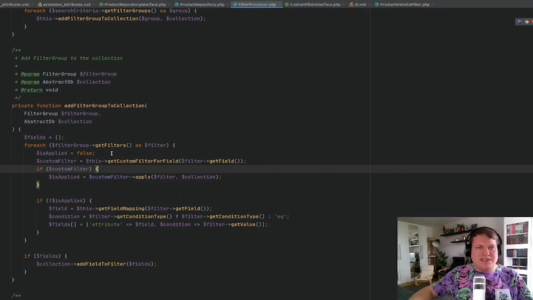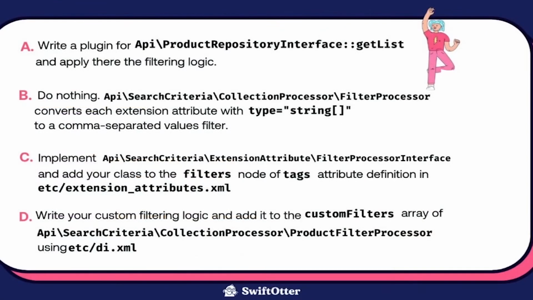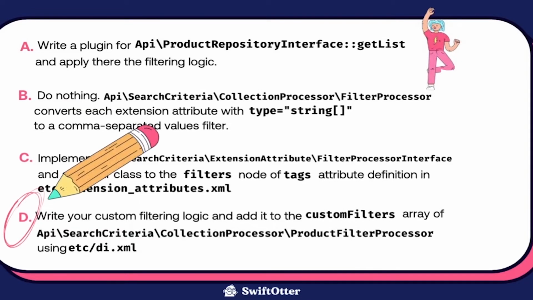So let's check it out. The proper answer is D. Write your custom filtering logic and add it to the custom filters array of API search criteria collection processor product filter processor using etc DI.XML. Yep, this is a good one. So let's check why.